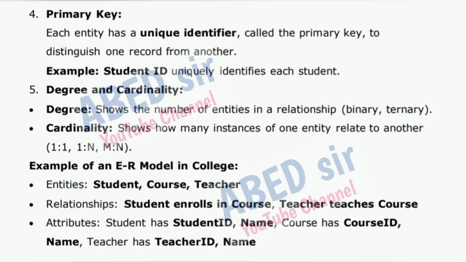5. Degree and cardinality. Degree shows the number of entities in a relationship, binary, ternary. Cardinality shows how many instances of one entity relate to another, 1:1, 1:n, m:n. Example of an ER model in college. Entities: student, course, teacher. Relationships: student enrolls in course, teacher teaches course. Attributes: student has student ID, name; course has course ID, name; teacher has teacher ID, name.